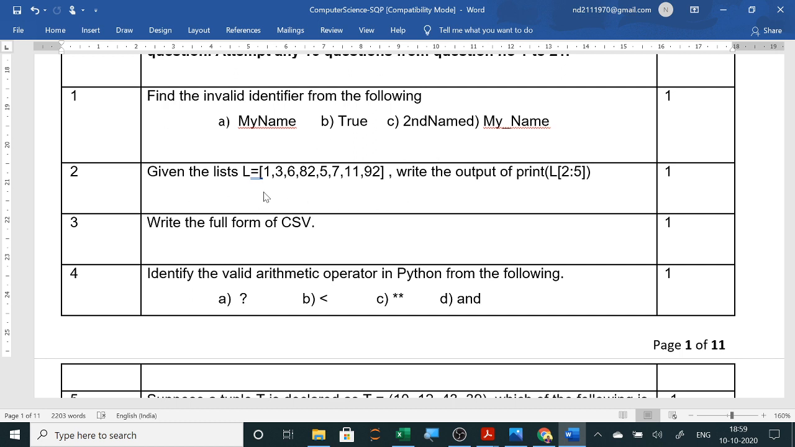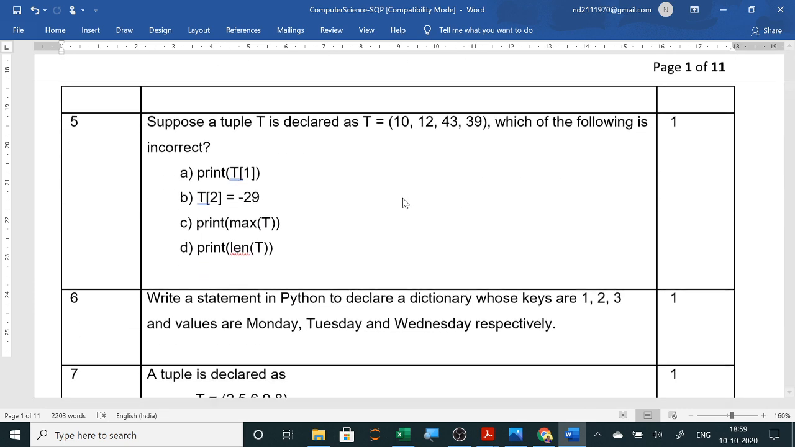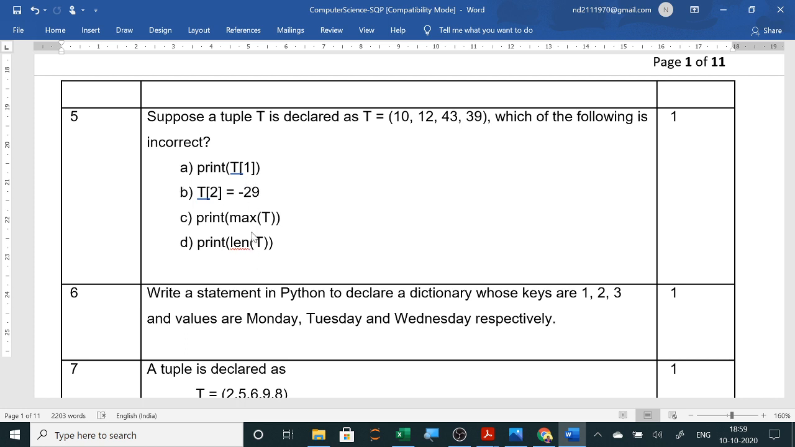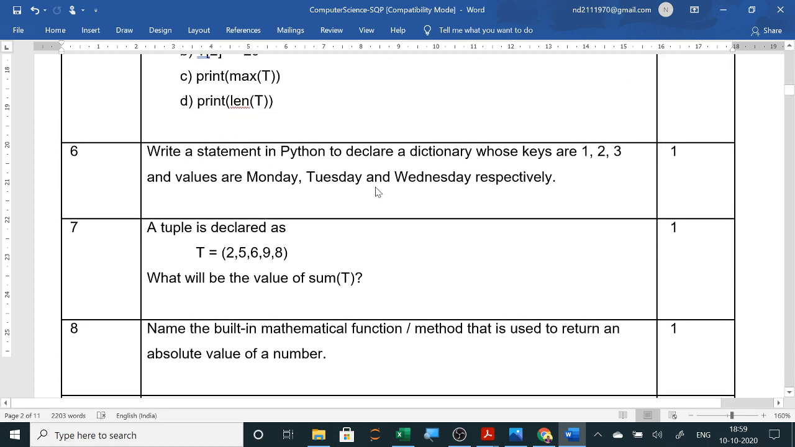So the second question is where a list is given and they have asked slicing. Third question is the full form of CSV, comma separated value. Then the fourth question is about valid arithmetic operators. Fifth is of a tuple, which is incorrect. We cannot change the values of a tuple. So B is the answer. So next is a dictionary is given and you have to declare a statement. So here you have to write the syntax in one line.